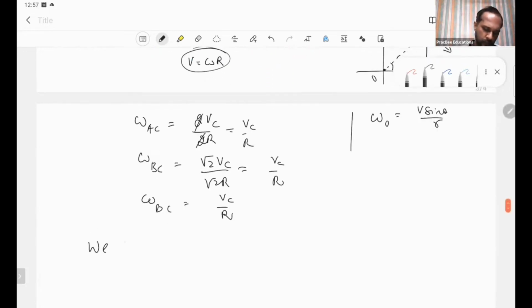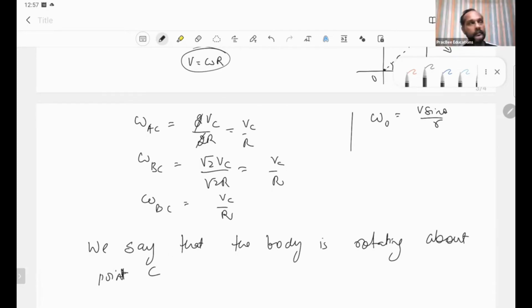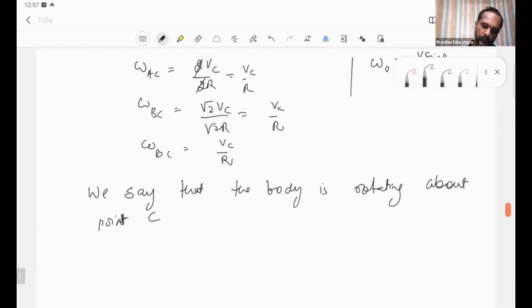So we say that the body is rotating about point C. The body is rotating about point C because we say that a body is rotating about a point if all the points of the body have the same omega about that point. If every point of the body has the same omega about a given point, then we say the body is rotating about that point. So this body in the example is rotating about point C, but this is the instantaneous axis, since it is rotating about that point at a given instant. It will move a little, and then the bottom-most point becomes the instantaneous point of rotation.